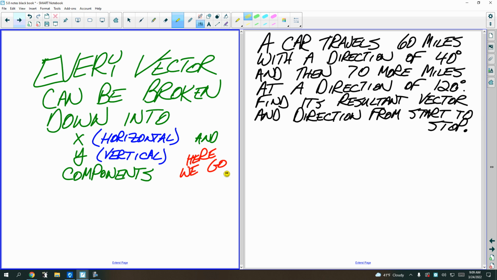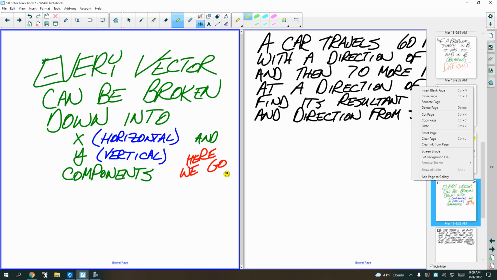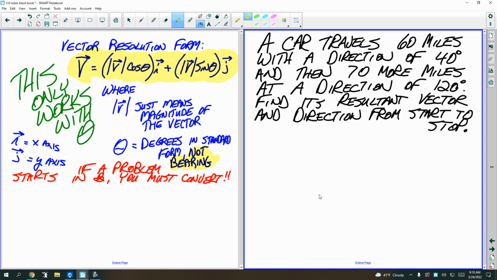Okay, so a car travels 60 miles with a direction of 40 degrees and then 70 more miles at a direction of 120. Find its resultant vector and direction from start to stop. If I try to draw this freehand, it would be kind of a mess. I'm not going to. I'm going to go straight to the calculator. Let me even get rid of this slide. Okay, so I'm going to go straight to the yellow equation. Are you ready? It's not difficult.